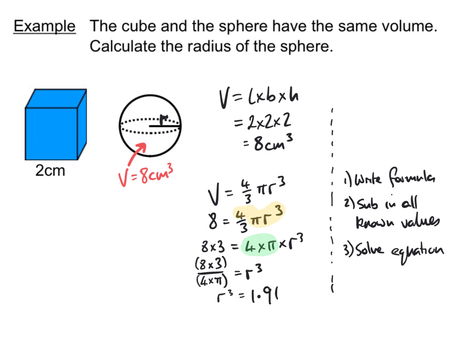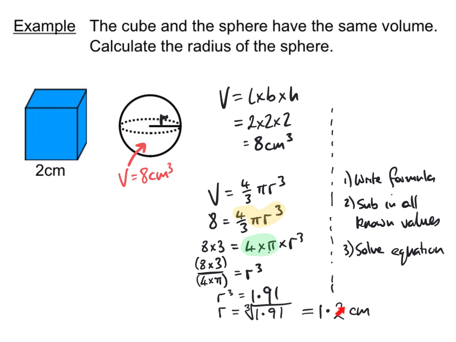And then remember what I've got here is I'm not actually trying to find r cubed, I want to know what r is. So if r cubed is equal to that, then r is the cube root. The opposite of cubing is the cube root of 1.91, which comes to 1.2, and the answer there will be centimetres because the radius is just length.